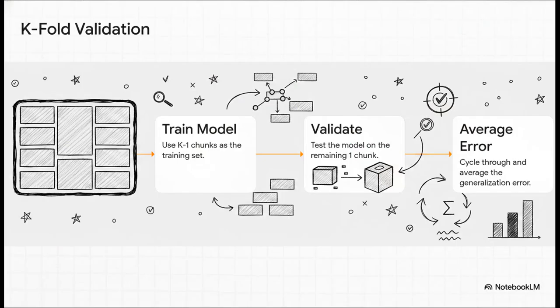Now, to make absolutely sure we haven't just memorized the past, we use k-fold cross-validation. It's pretty straightforward. We partition our data into k chunks, train the model on k-1 of those chunks, and then validate it on that hidden remaining chunk. Averaging the error across all these cycles creates a really solid simulation of future performance on unseen data.